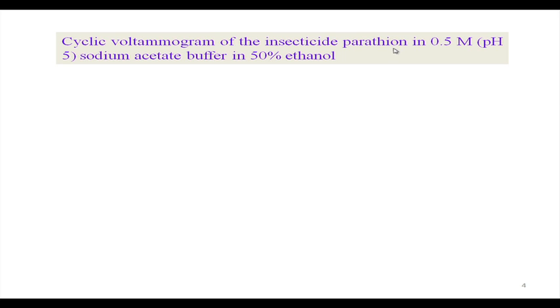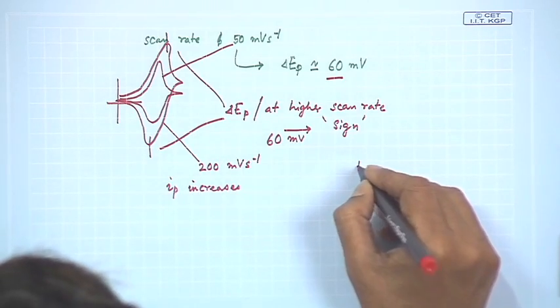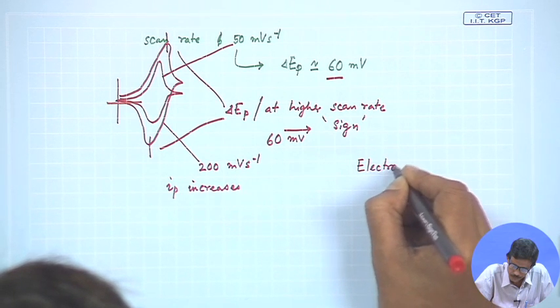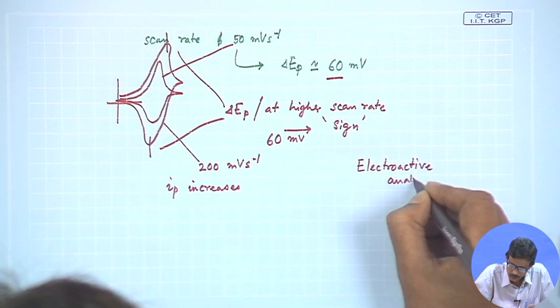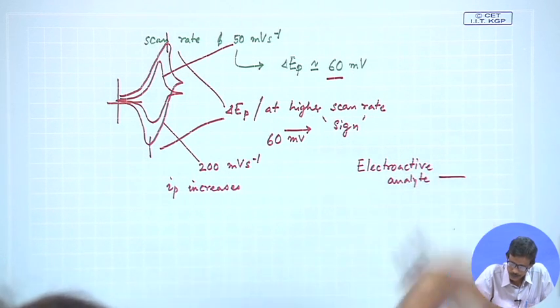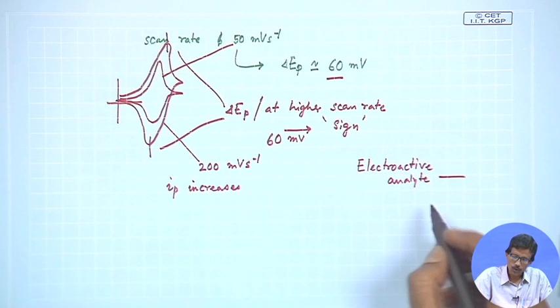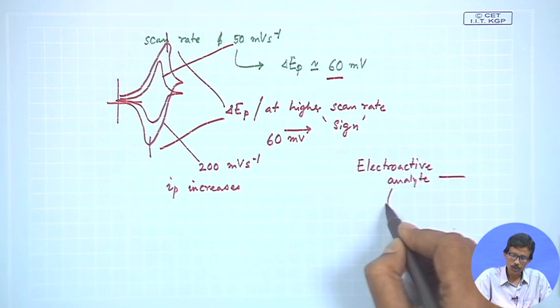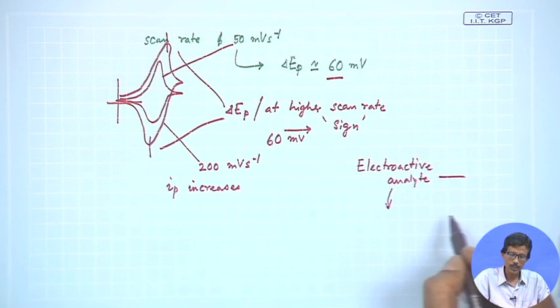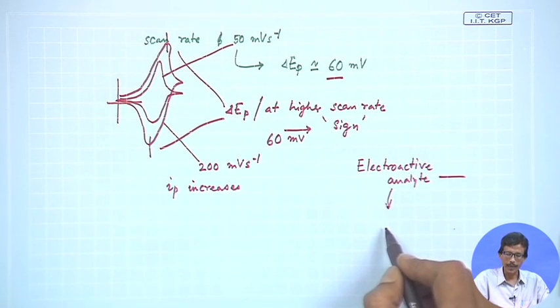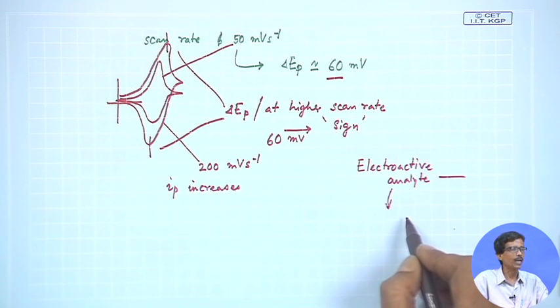So, now we will see some interesting information related to insecticide analysis, because this one is very important. If we have some electroactive analyte, we all know that most biological compounds can be electroactive. It can be a drug molecule, it can be a pharmaceutical molecule, it can be insecticides, pesticides or herbicides also.